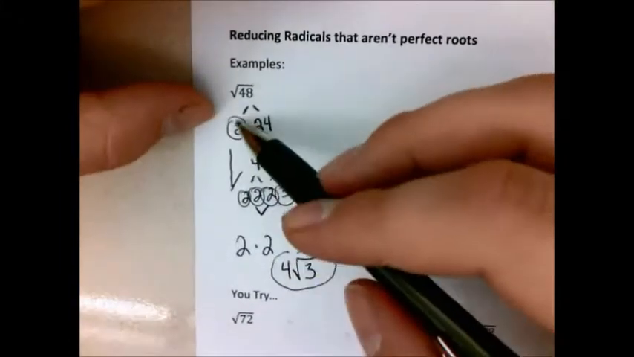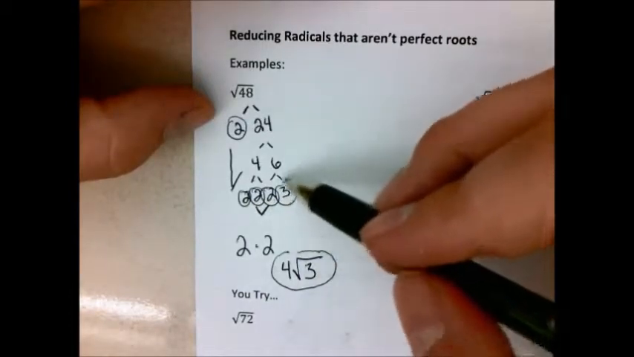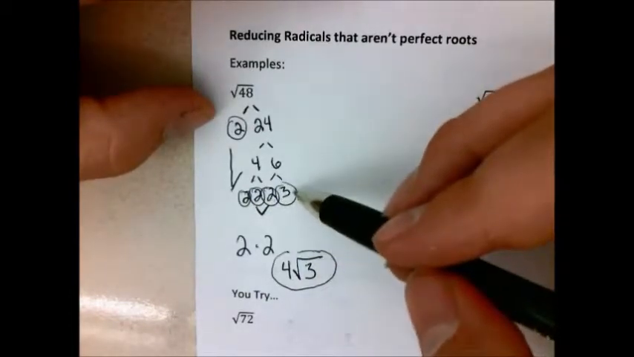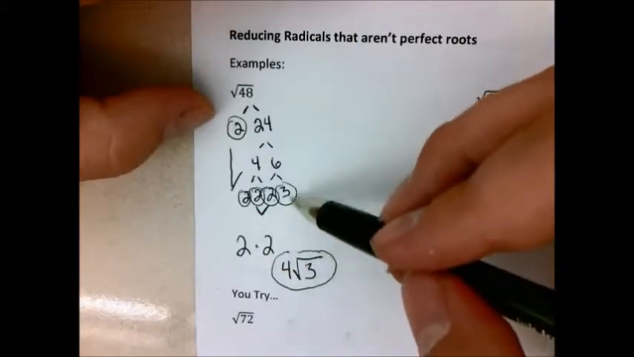So we were able to take out 1 pair of 2s, 2 pair of 2s, but not this 3 because it didn't have a pair to go with. So it ends up being 2 times 2, which is 4. 3 stays under the root.